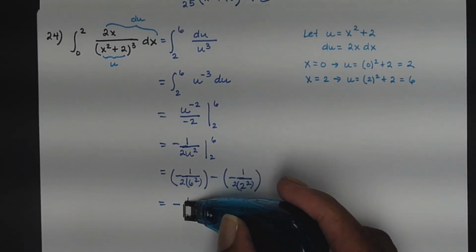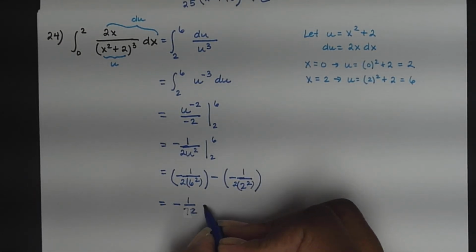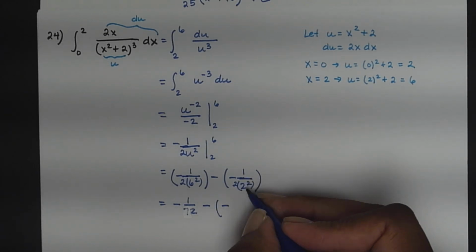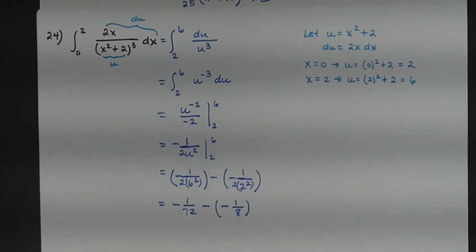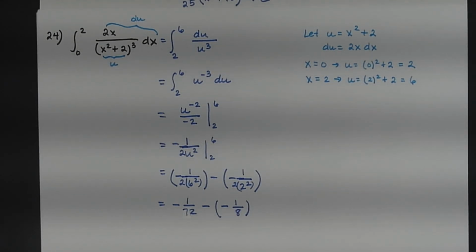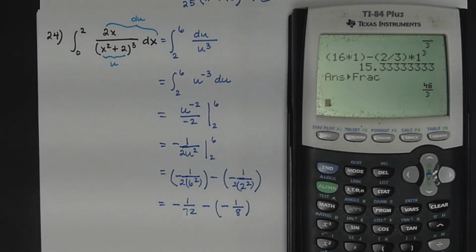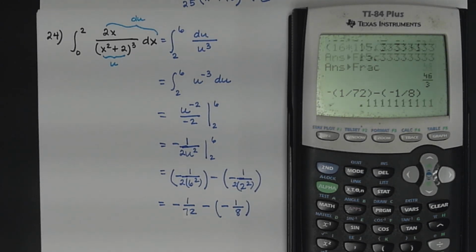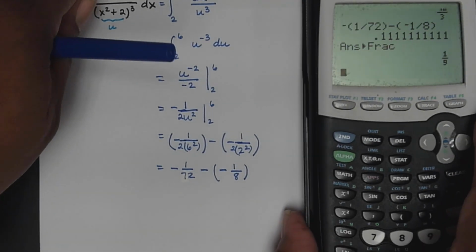Now 6 squared is 36. 36 times 2 is 72, minus a negative. 2 squared is 4. 4 times 2 would be 8. So I got negative 1 over 72 minus negative 1/8. That I can type in the calculator as, in this case, negative, and then left parentheses 1 divided by 72, close parentheses, minus, then left parentheses, negative 1 divided by 8, close parentheses. Then press the math key and then the fraction. You'll get 1/9 as the final answer.